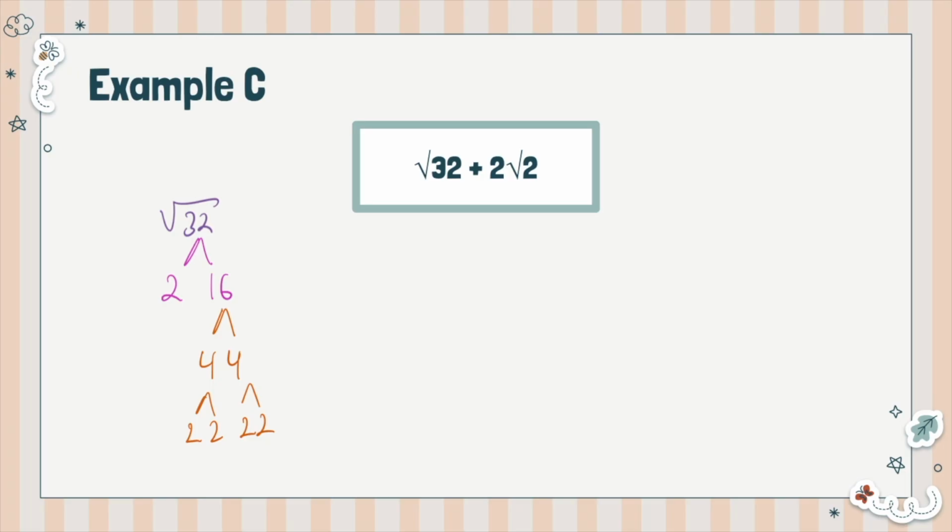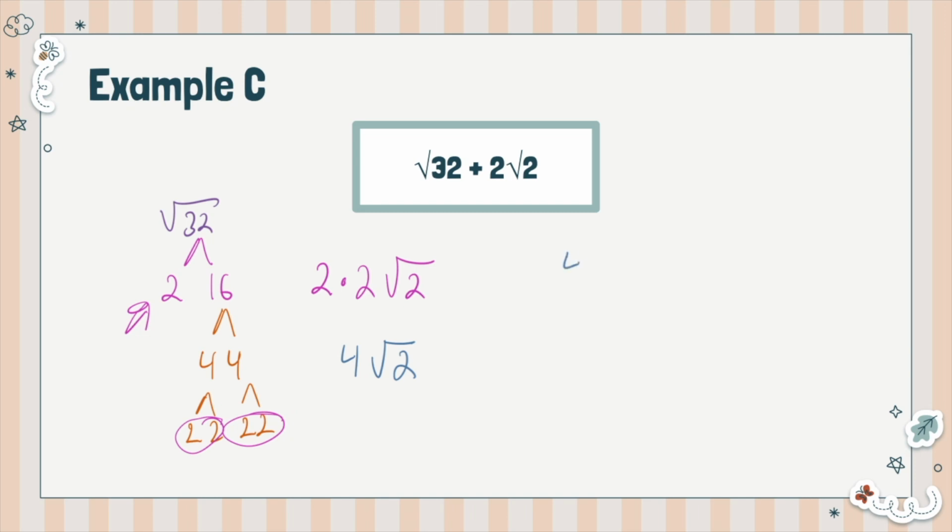So now we've got to figure out, is there anything that we can pull out? And there is. We've got a set of 2's here and a set of 2's here. So we end up with 2 times 2. This 2 is going to stay on the inside all by itself for the square root of 2. 2 times 2 is 4, and we end up with 4 radical 2. So good news, now we have like terms.